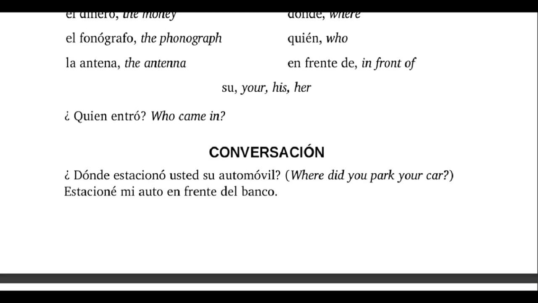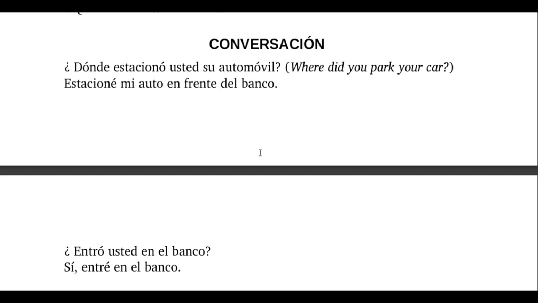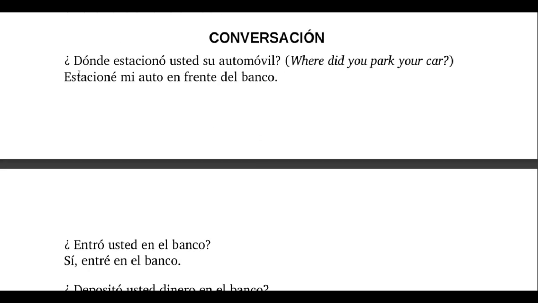Great. So we move on to the conversation. We have ¿Dónde estacionó usted su automóvil? Which means, where did you park your car? Estacioné mi auto enfrente del banco. I parked my car in front of the bank.